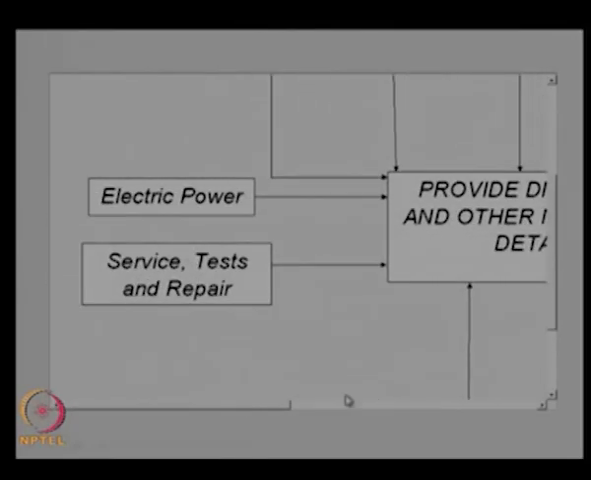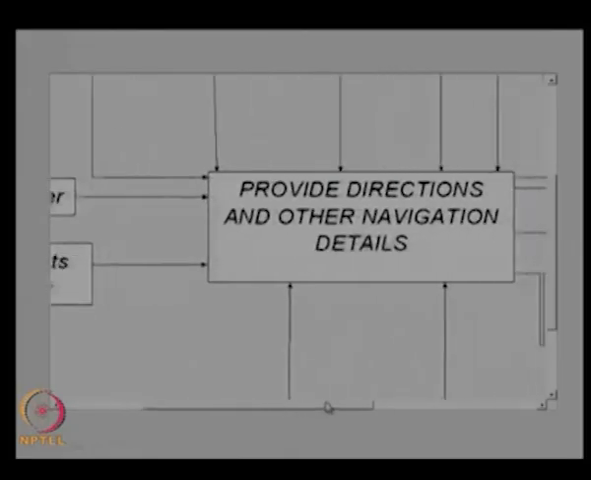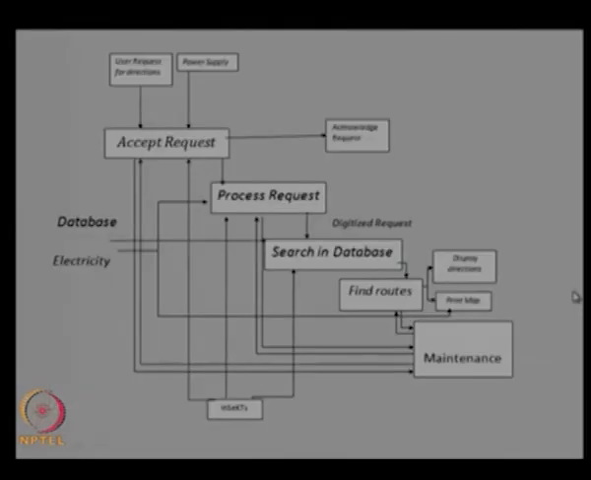Now, we will try to develop it further, or we will decompose this function further using the IDEF0 method. So, we will go for the A1 diagram, which actually shows the sub functions that can be identified from the A0 function. The A0 function is decomposed into 4 main functions here, as you can see: accept request, process request, search database, find routes. These are the main 4 functions which can be identified from the A0 function.